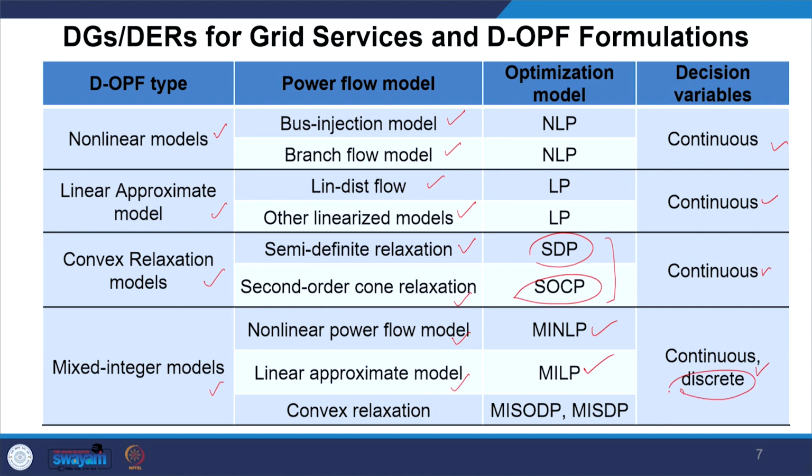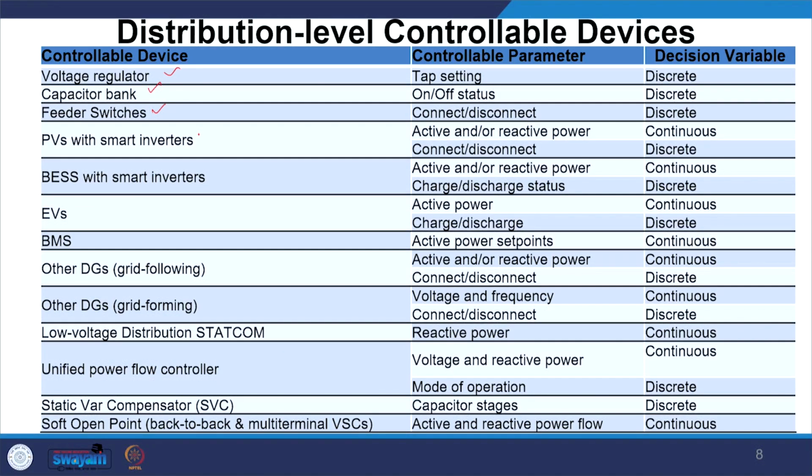Why is this discrete available? Discrete means, for example, switching voltage regulators or switching capacitor banks, they are part of your discrete variables. Coming back to controllable devices, there are so many controllable devices which are part of your distribution system, such as voltage regulators, capacitor banks, feeder switches, PV with smart inverters, BSS, EVs, BMS and DGs, and then you have STATCOMs, UPFC, SBCs and many devices.